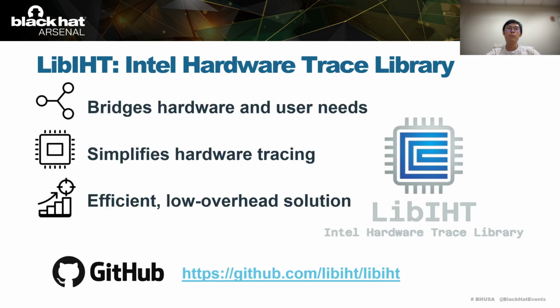So here comes LibIHT, the Intel Hardware Tracing library. We bridge the hardware and user needs by providing user-friendly APIs in the user space, and we simplify the hardware tracing redundancies by adding a layer of abstraction in the kernel space to avoid the complex configuration of the hardware tracing. And the last one, an efficient, low-overhead solution for large program tracing.